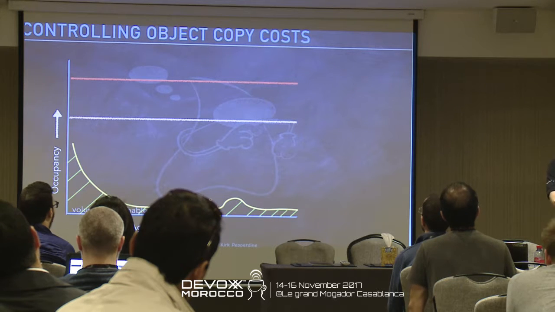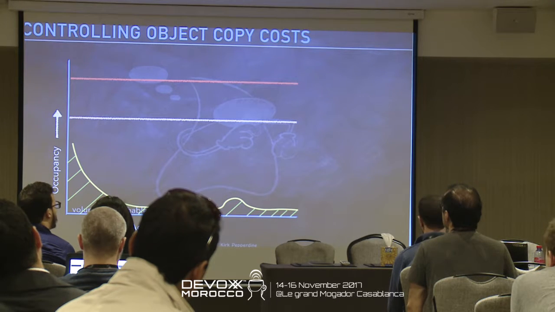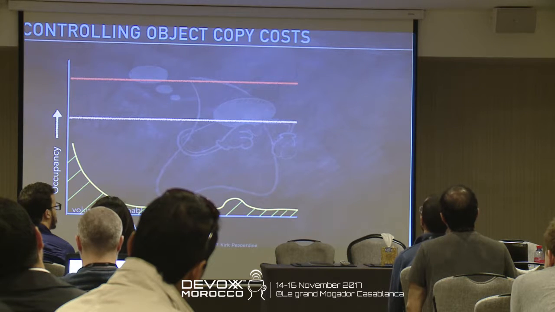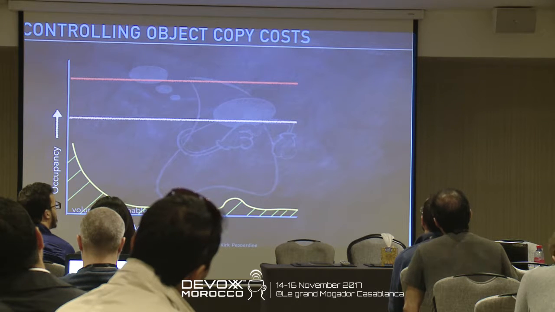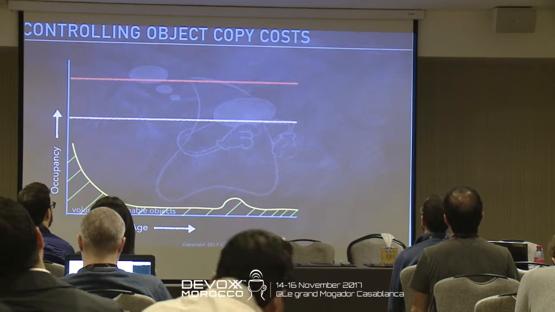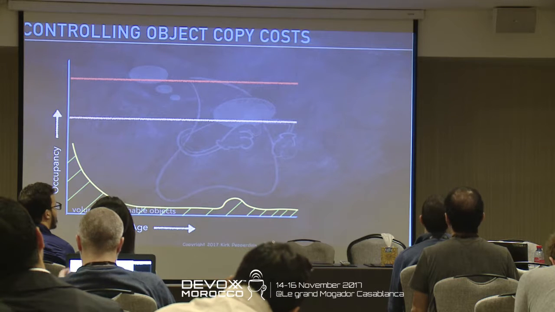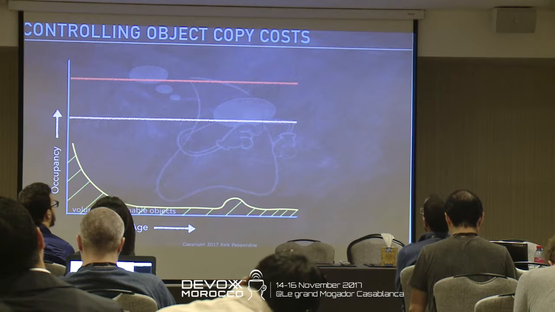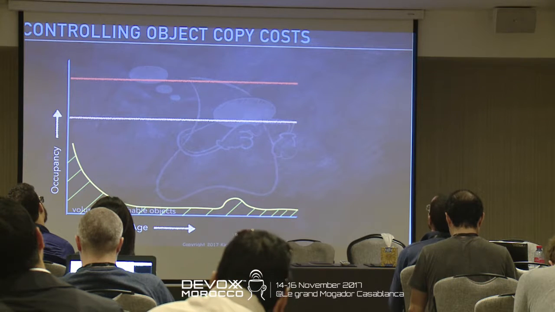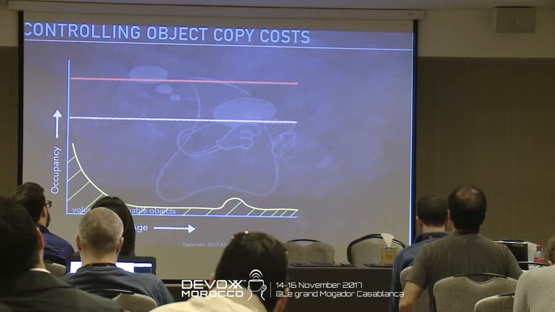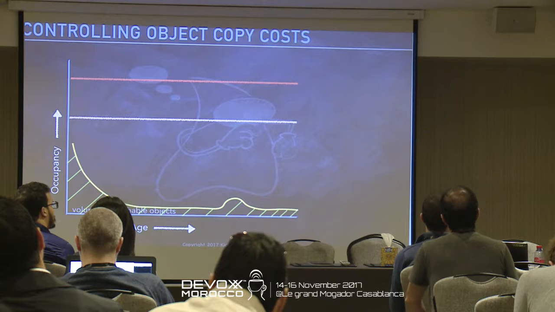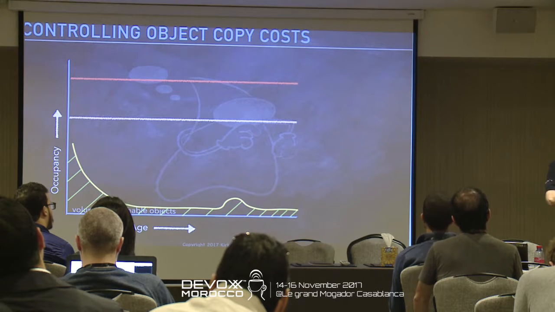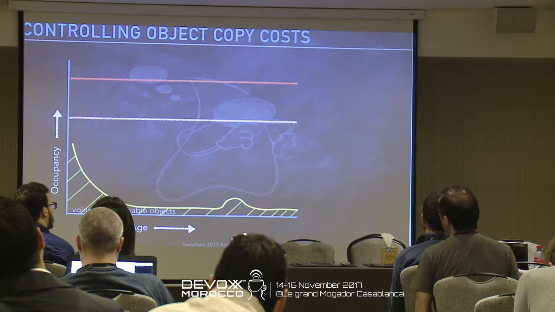So you remember I said that object copy was the issue, and there's nothing you can do about it? Well, there is sort of something you can do about it. There's nothing you can do about it on an individual collection basis. But overall, there is something you can do about it. And so if you want to control object copy costs, you have to play the long game here. Okay? So how do we do this?